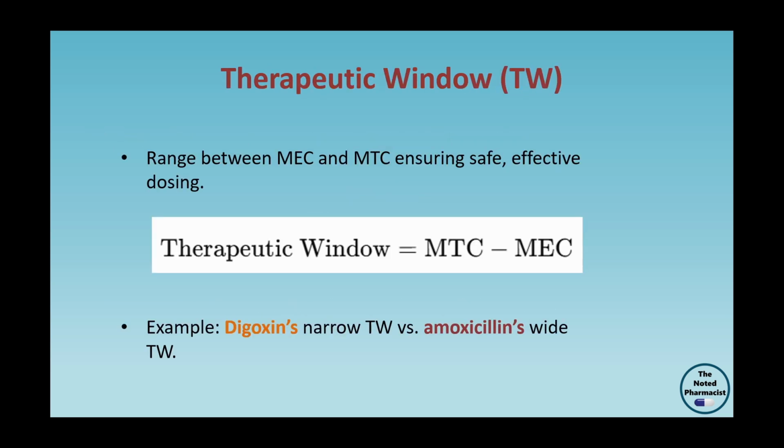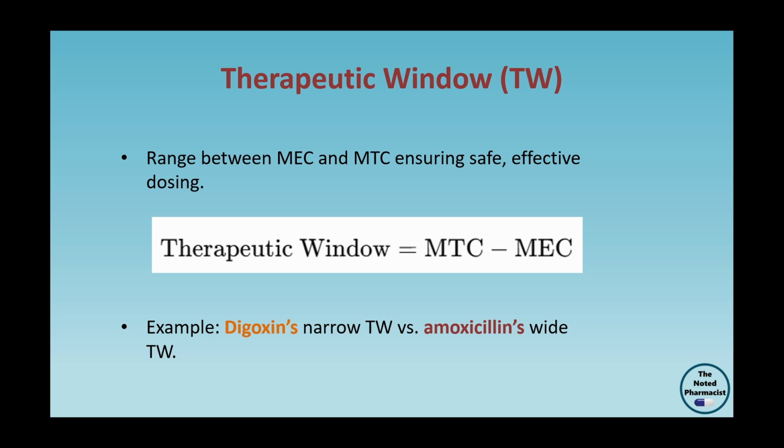The therapeutic window, TW, is the dosage range between the minimum effective concentration, MEC, and the minimum toxic concentration, MTC, ensuring therapeutic efficacy without toxicity. For example, digoxin has a narrow therapeutic window, requiring careful monitoring, whereas amoxicillin has a wide therapeutic index, offering greater safety at varying doses.